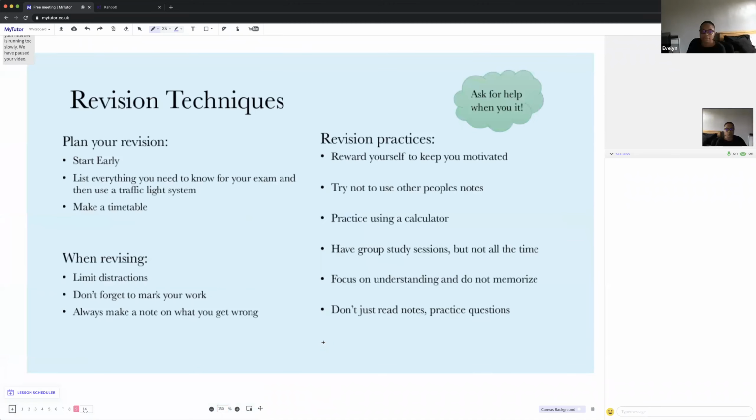Now, we are going to go on to revision techniques. A lot of you have been asking for quite a lot of help or advice with revision techniques. I've got some here. So the first thing, I would suggest you plan your revision. Start early. That is always the best thing. As long as you start early, then you have enough time to actually revise all the things that you need to go over.